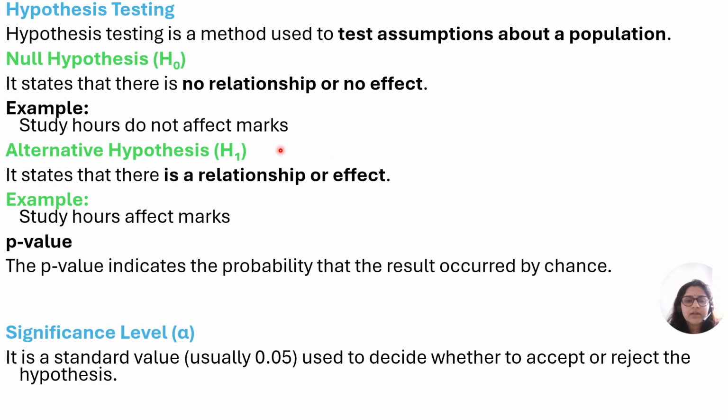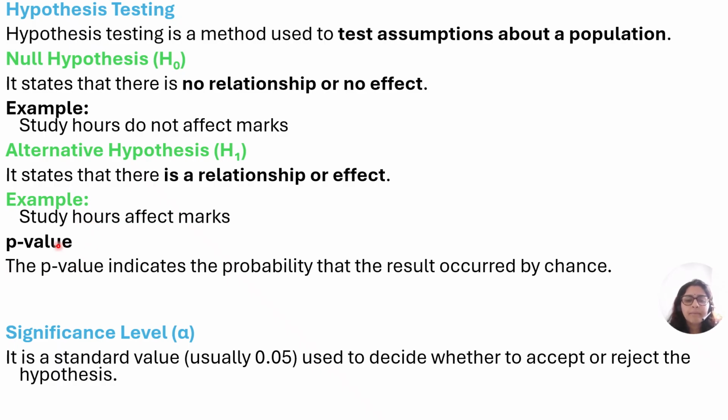Then the next one is alternative hypothesis, that is represented as H1. It will tell that there is some relationship or effect between the two variables that are being taken. Example, study hours will affect marks. Alternative hypothesis will tell that there is a relationship between both of them.